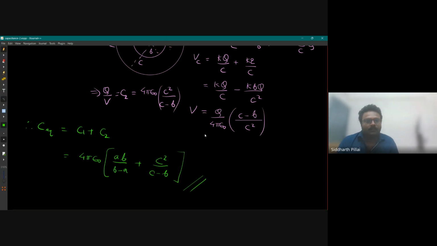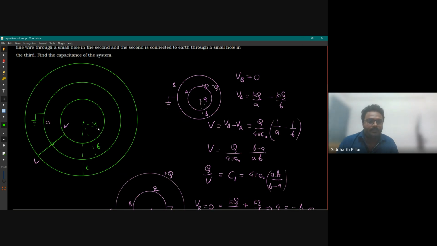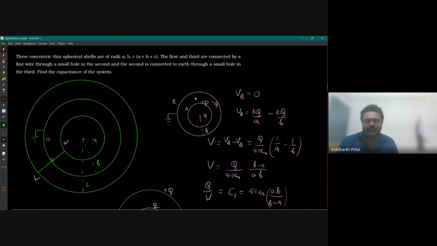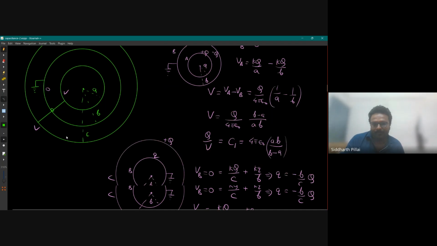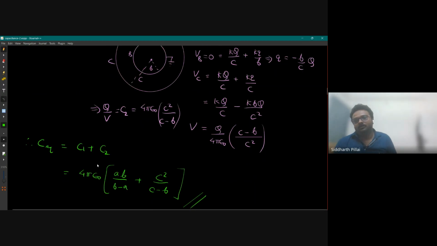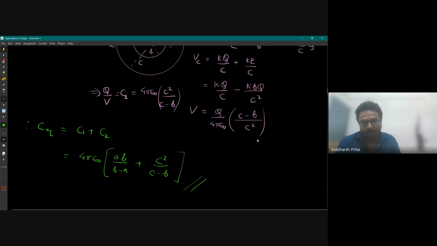Okay? Don't worry about actual charge distribution on each of the shells. This Q need not be the same as this Q over here. So don't worry about that. Just look at the two cases separately and then convince yourself that this is nothing but a parallel combination between the capacitor between A and B and the one between B and C. And then you can simply add the two results. That fine? If it is fine, let's move on to the next problem. Okay. Right, let's move on.